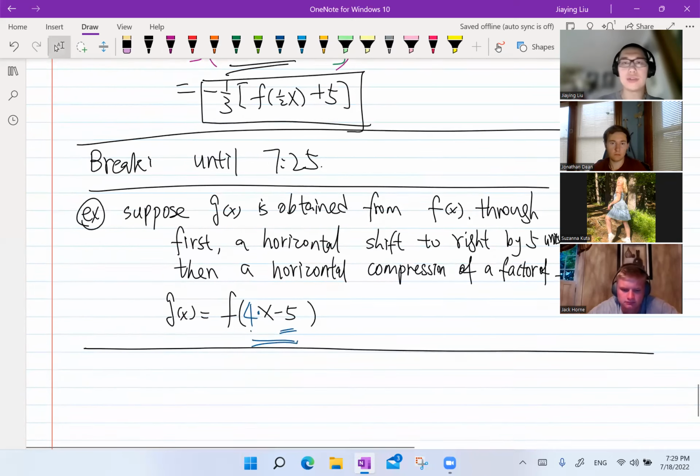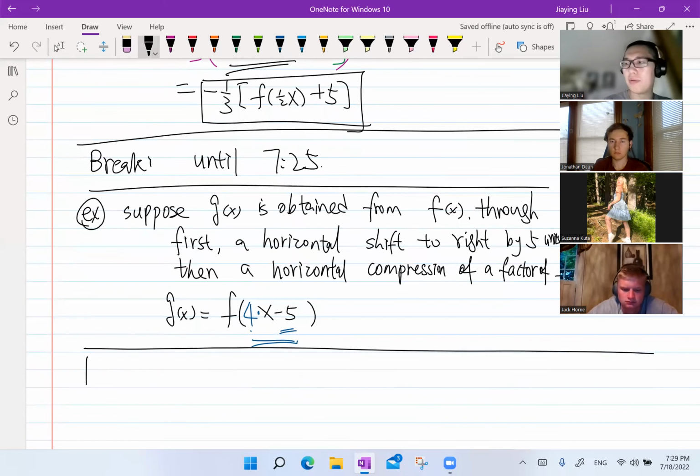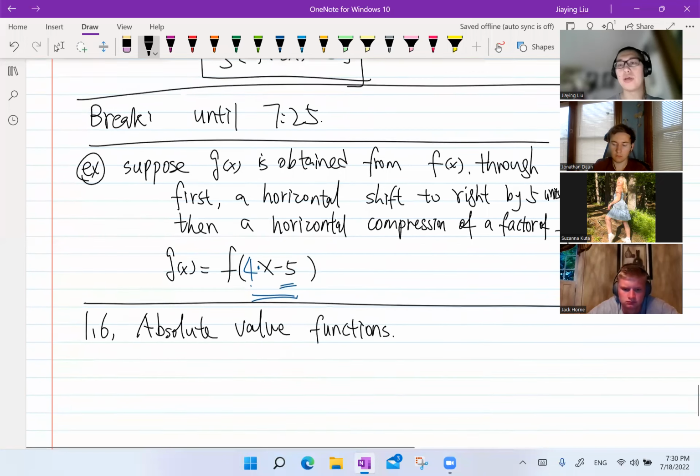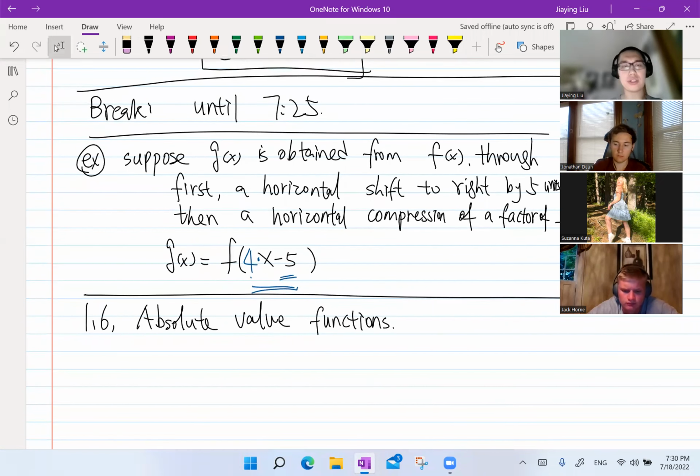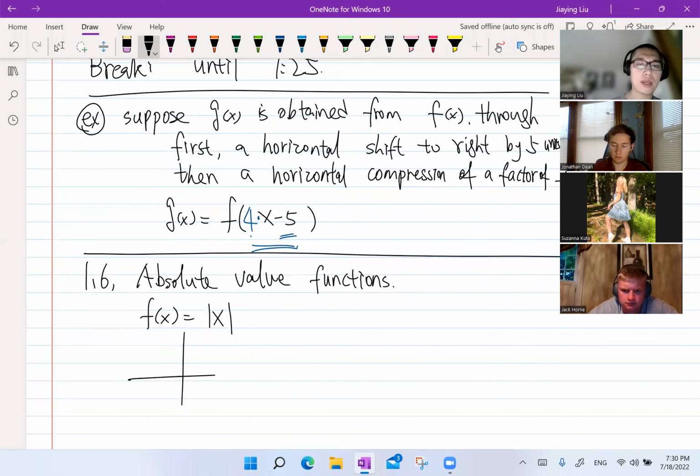Okay. All right. So the next thing I'm going to talk about is 1.6 absolute value functions. Now, the parent function for absolute value functions is just going to be f of x equals absolute value of x. And you all know what the shape looks like. It looks like a V. And it goes through the origin, has a slope of 1. It's basically like two rays joining together at the origin. So that's the graph for absolute value of x.